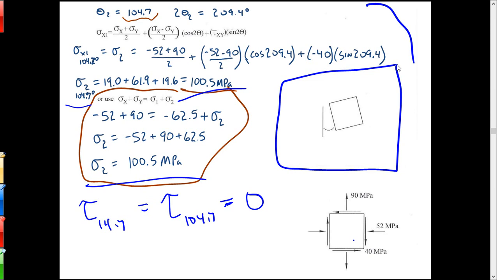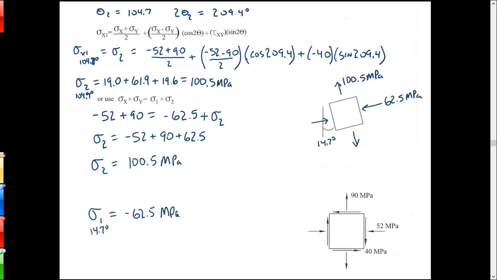What is it? 14.7. And the stress at 14.7 is 62.5, okay, like that. And then the stress 90 degrees off of that is 100.5. Like so. Y'all okay with that? I mean, just read the angle and put the stress on it. That's about it. Okay? And there's no shear on these principal planes. Okay. So, got any questions on that?